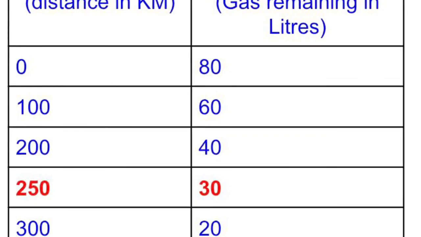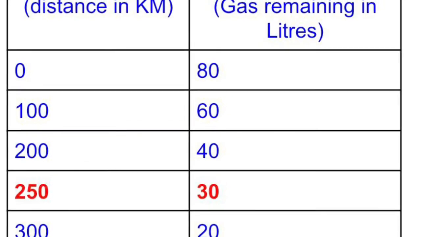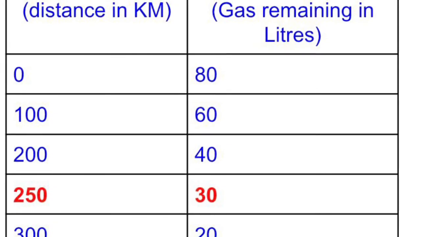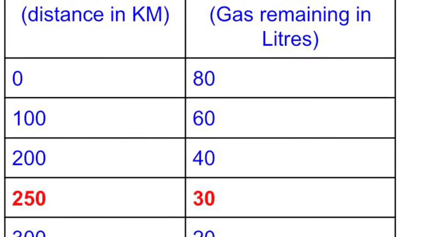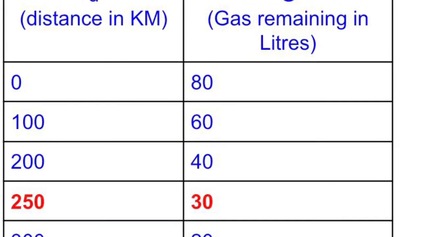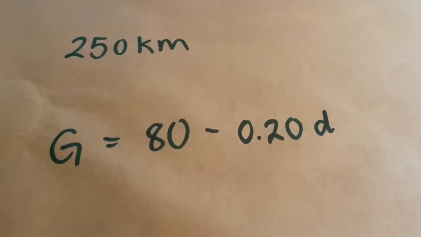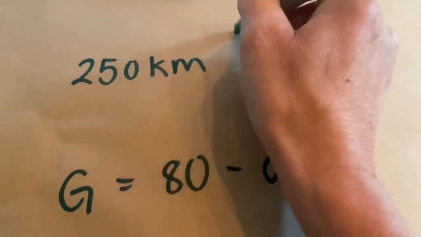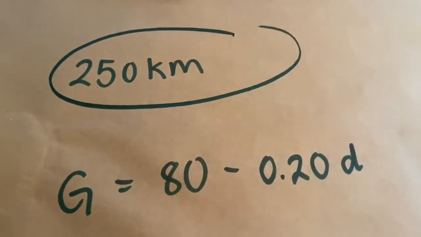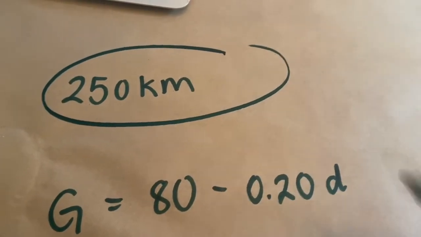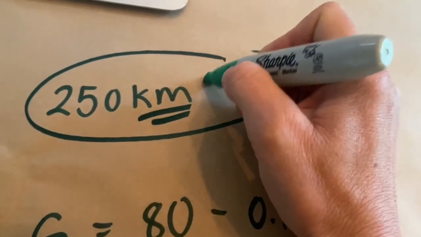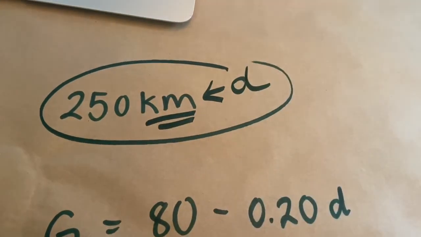The last thing we want to do now is find the answer using the algebraic model, so the equation. So here's our last step, our algebraic model. This right here, is this gas or is that kilometers? Well, it says kilometers, so that means it must be the D, the distance.